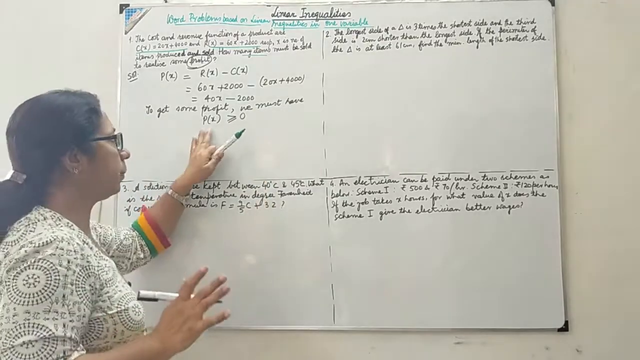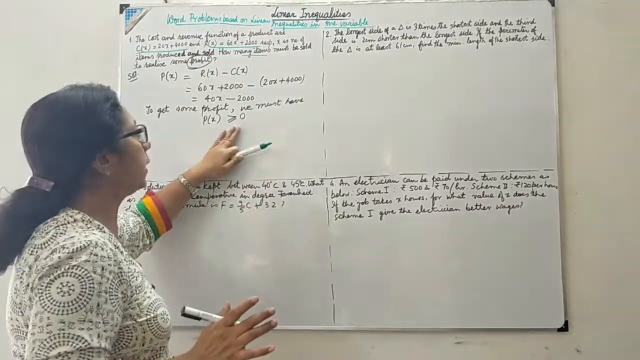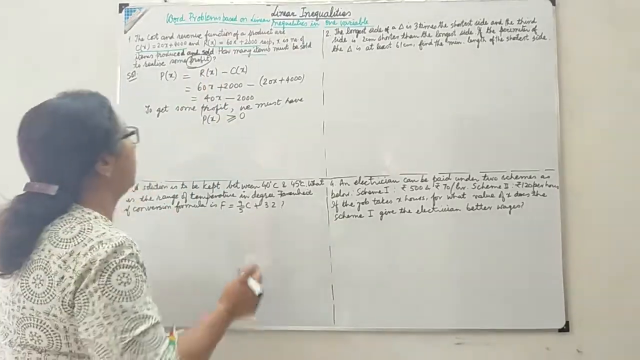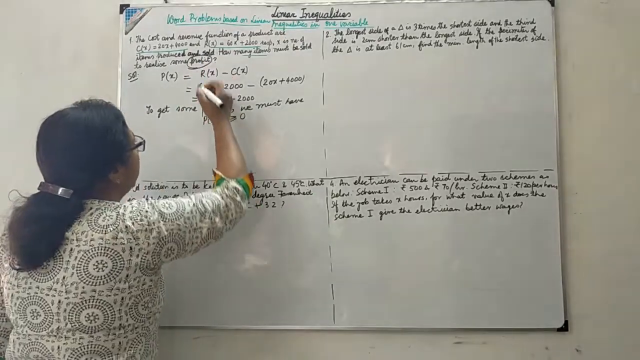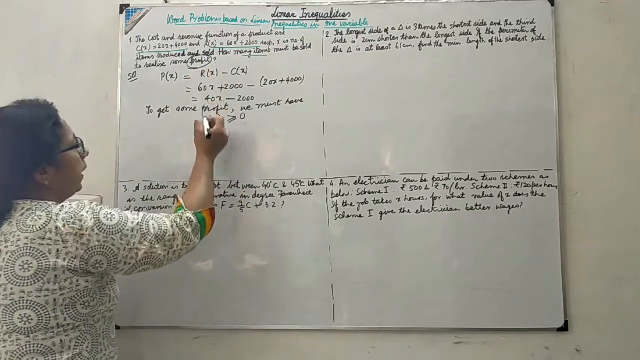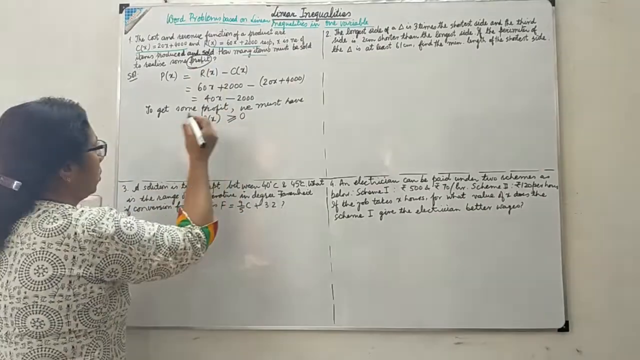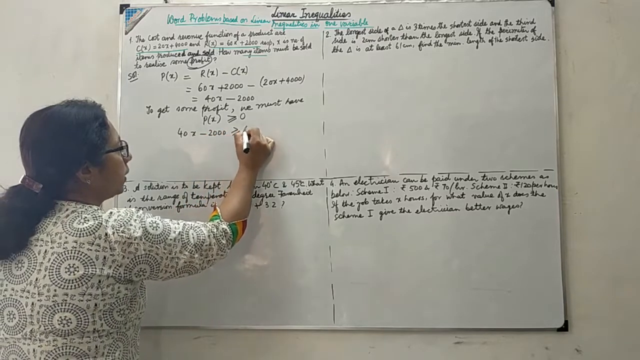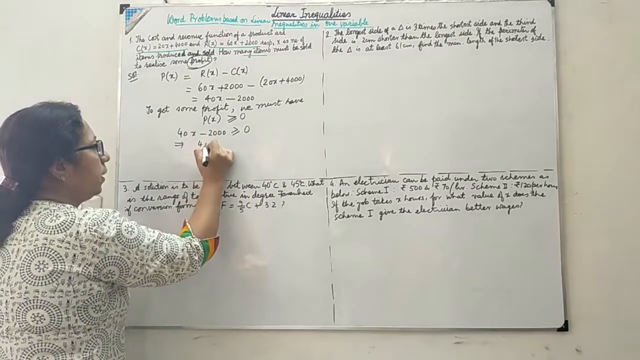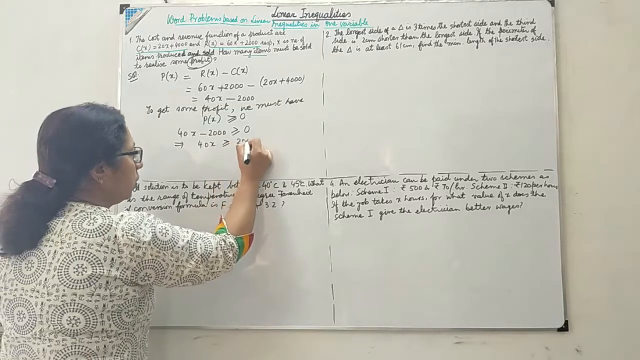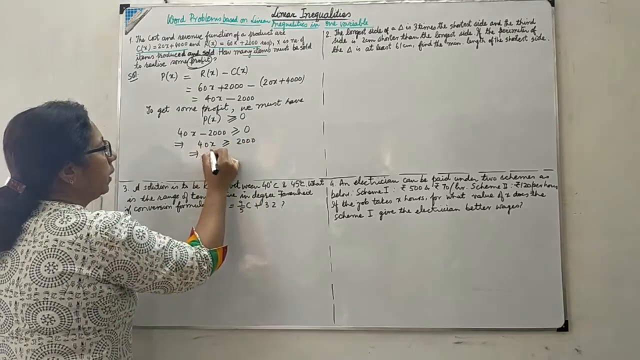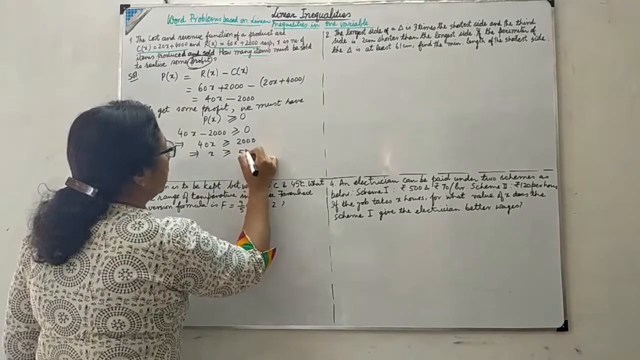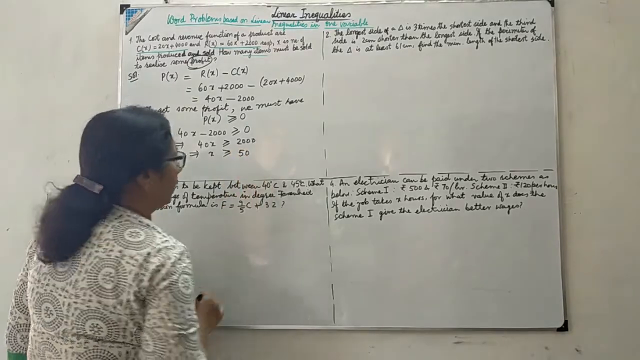We are not taking P(x) equal to 0 here. In that case, profit is 0 and revenue is equal to the cost function. But we want to have profit, so we will be taking P(x) greater than 0. That means 40x minus 2000 must be greater than 0. So from here 40x greater than 2000, and dividing both sides by 40, the same sign will be kept, this is x greater than 50.